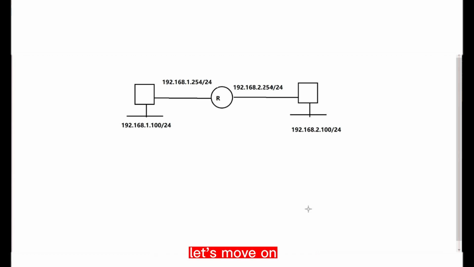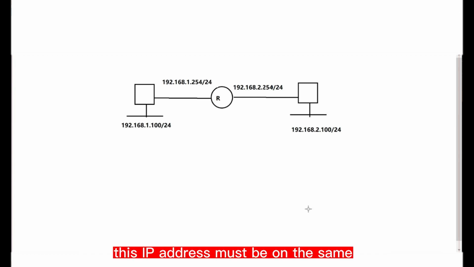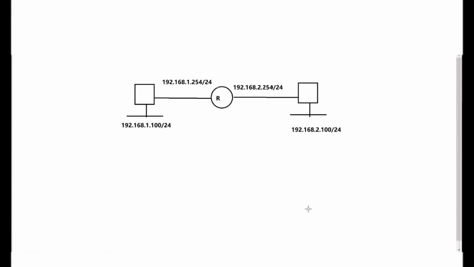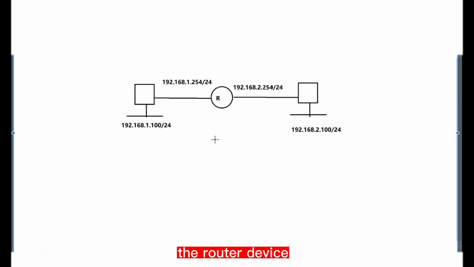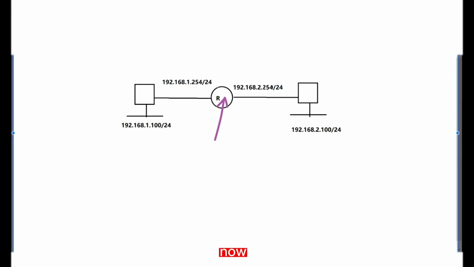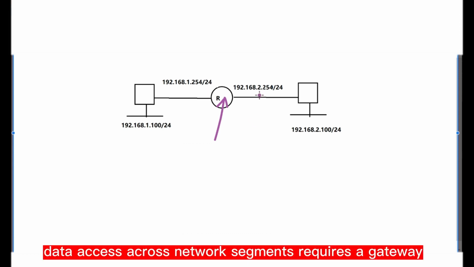Let's move on. For routers, two interfaces are configured with IP. This IP address must be on the same network segment as the PC. In this picture, the router device acts as a gateway in the whole graph now. Then the meaning of the gateway is, data access across network segments requires a gateway.